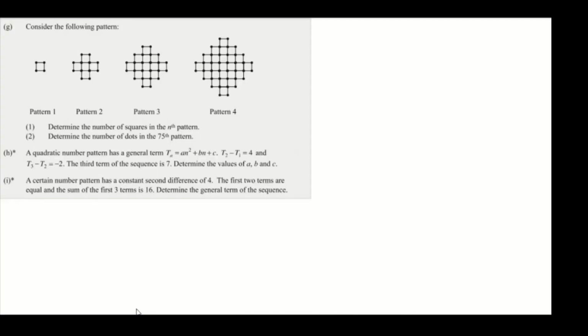So now let's do G, which says: consider the following pattern. We are given pattern 1, pattern 2, pattern 3, and pattern 4. The first part of the question says: determine the number of squares in the nth term. As you can see, there are squares and there are dots. Since it says the number of squares, we're going to count the squares. The nth term means we're going to identify the general formula of this sequence of squares.